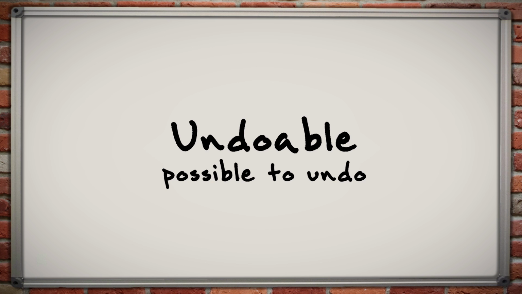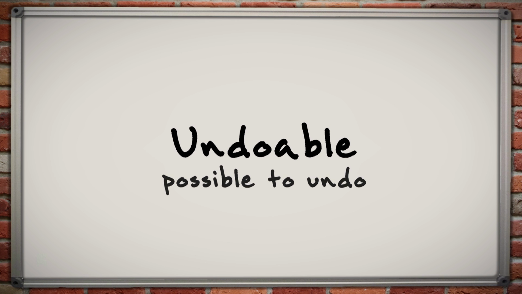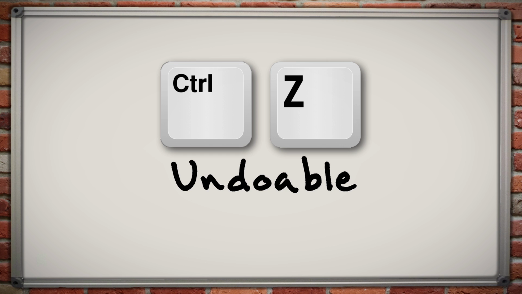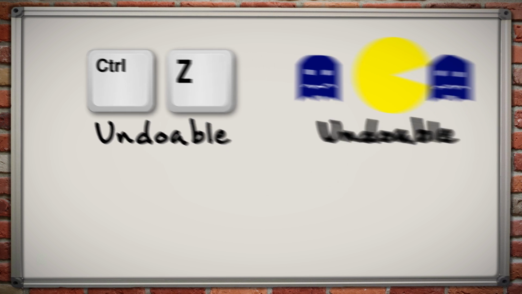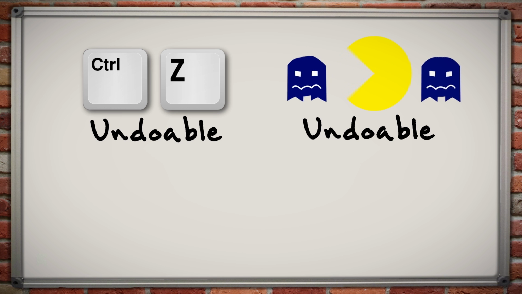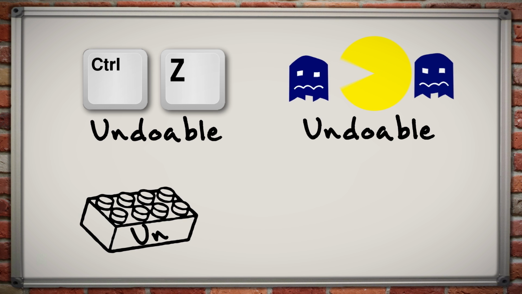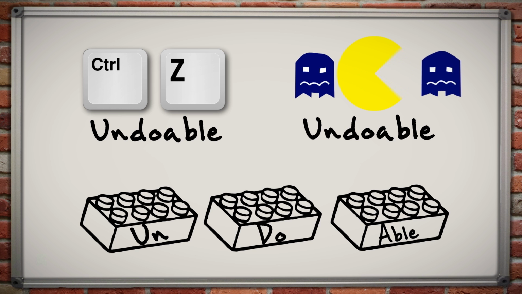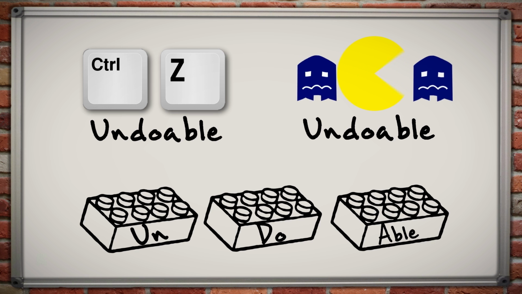But undoable can also mean that it is possible to undo something. If you accidentally delete an entire page while you're writing your term paper, you can always press Ctrl-Z and you are able to undo your last command. It is undoable. These 2 meanings arise despite the fact that undoable is made up from the same 3 morphemes, un, do, and able. So where is this difference in meaning coming from?